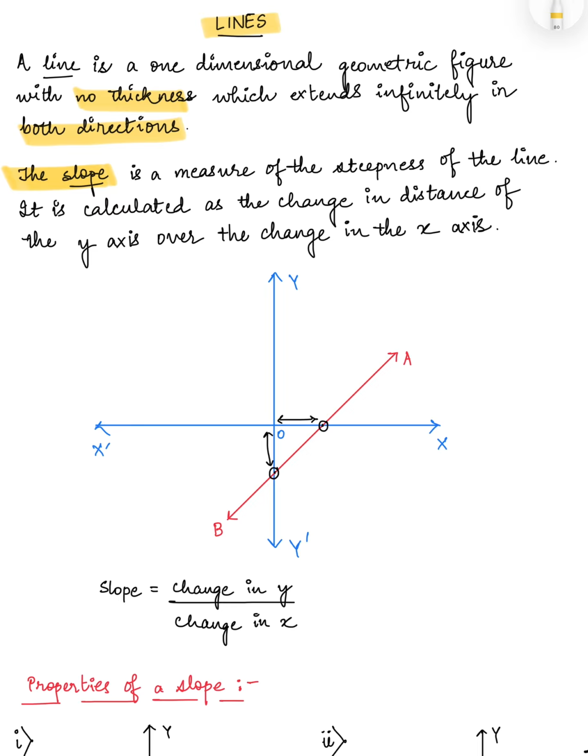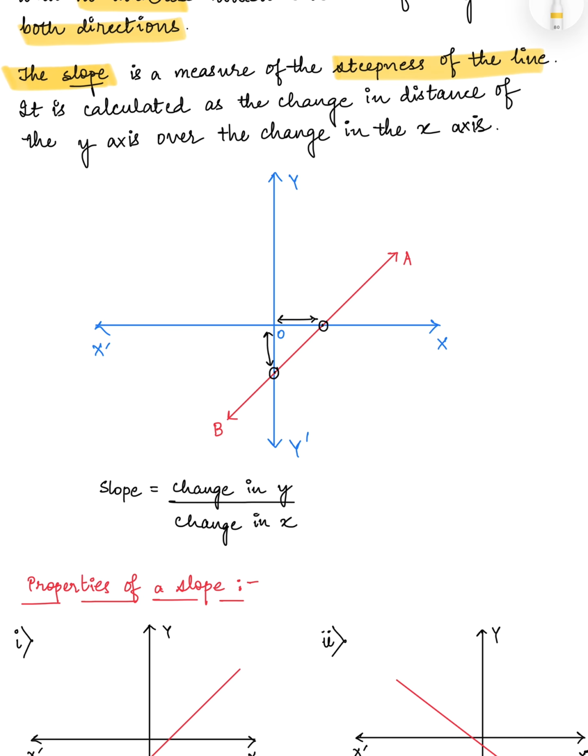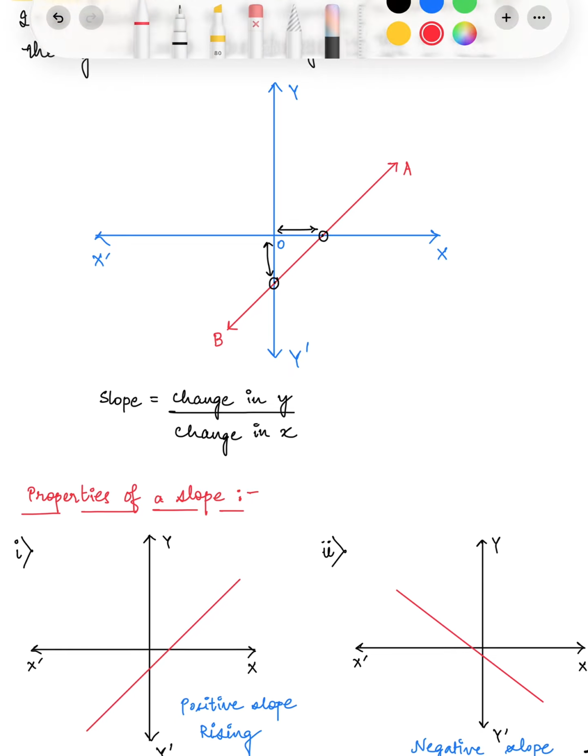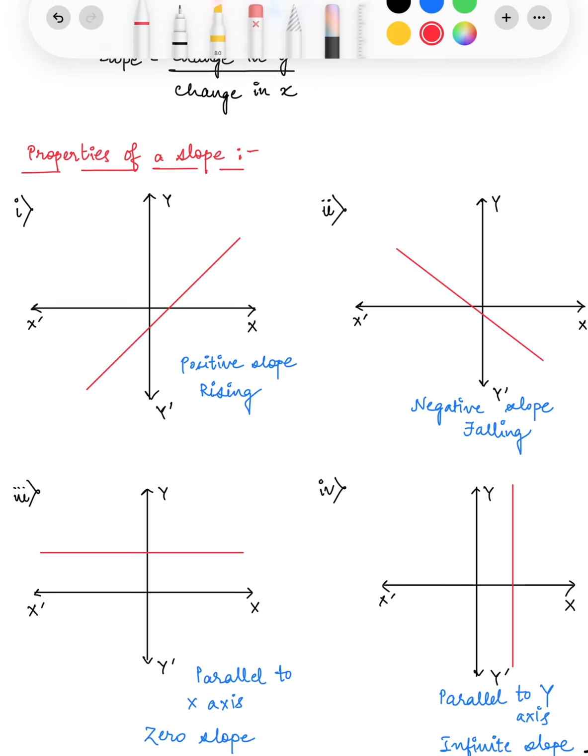Now, what's the slope? It's the measure of the steepness of a line. How do we calculate that? It is calculated as the change in the distance of the y-axis over the change in the x-axis. So, basically, if this is a line AB, how do we calculate the slope? The change in the y-axis over the change in the x-axis. Okay. Now, let's move on to the different properties of a slope.